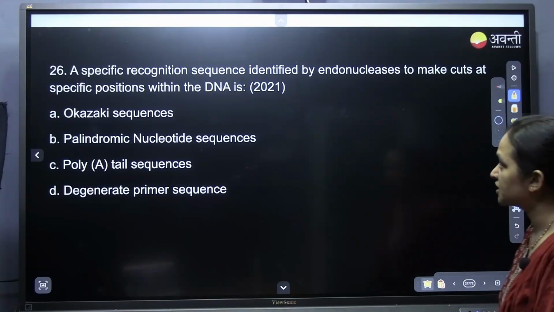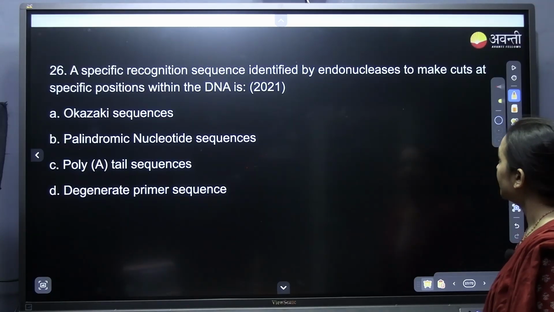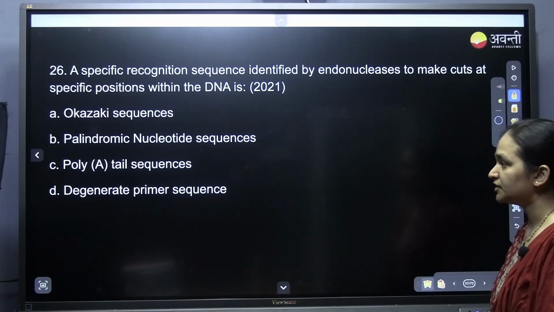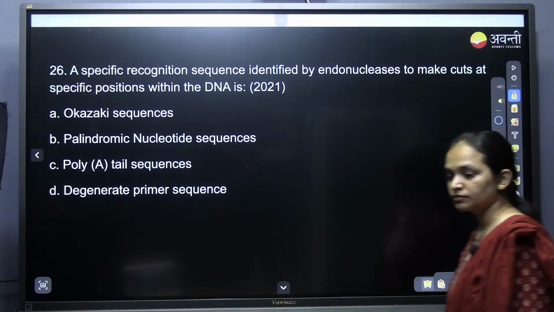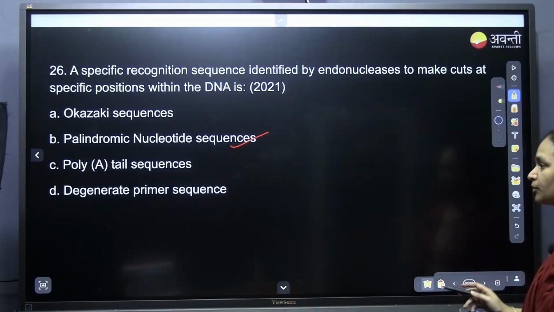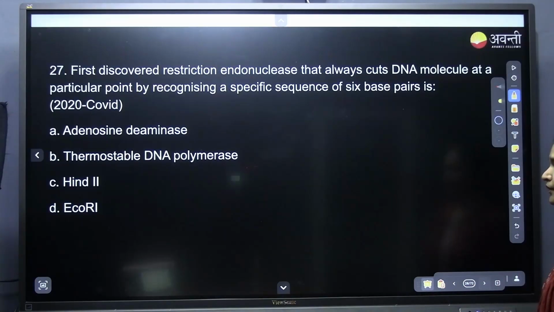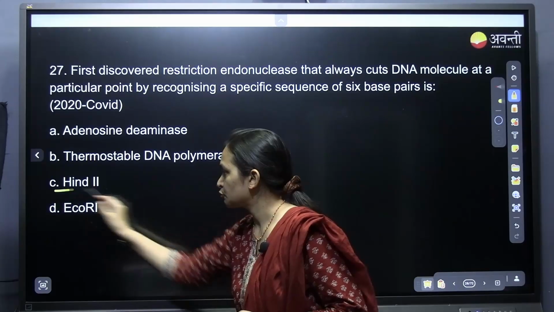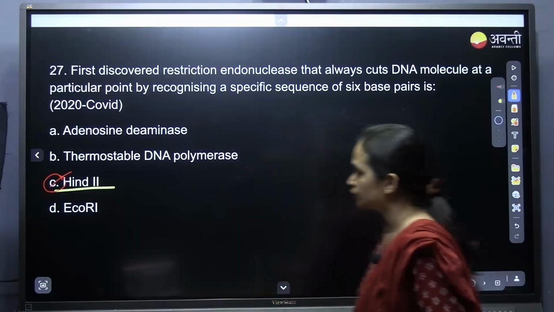A specific recognition sequence identified by endonucleases to make cuts at specific positions within the DNA is the palindromic sequence or palindromic nucleotide sequence. The first discovered restriction endonuclease that always cuts the DNA molecule at a particular point and recognizes a specific sequence is Hind II.